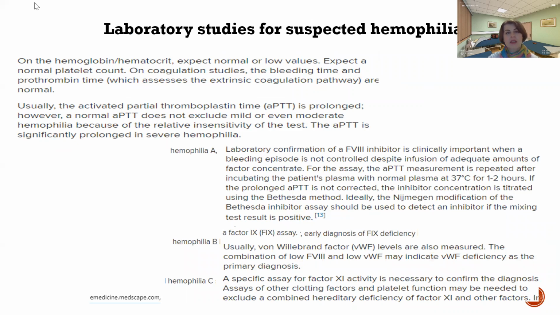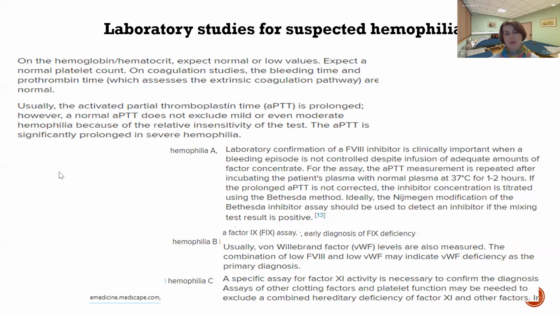Hemoglobin and hematocrit are expected to be normal or lower in a patient with hemophilia. Platelet count is expected to be normal if a patient has only hemophilia. In coagulation studies, the bleeding time and prothrombin time are normal. The activated partial thromboplastin time is prolonged. However, a normal activated partial thromboplastin time does not exclude mild or even moderate hemophilia because of the relative insensitivity of the test. This test is significantly prolonged in severe hemophilia only.